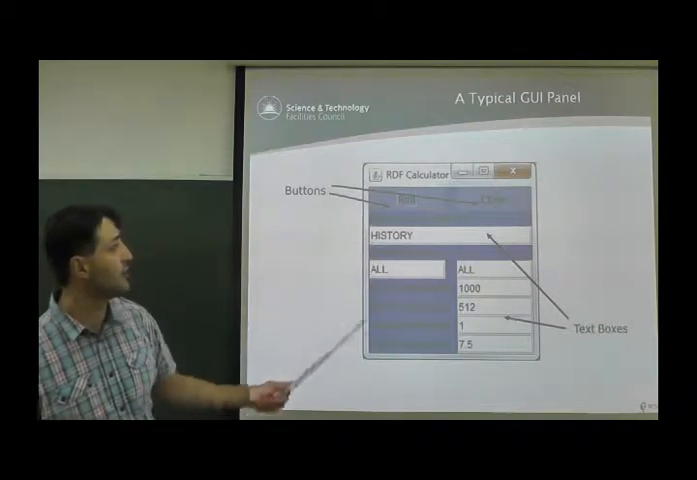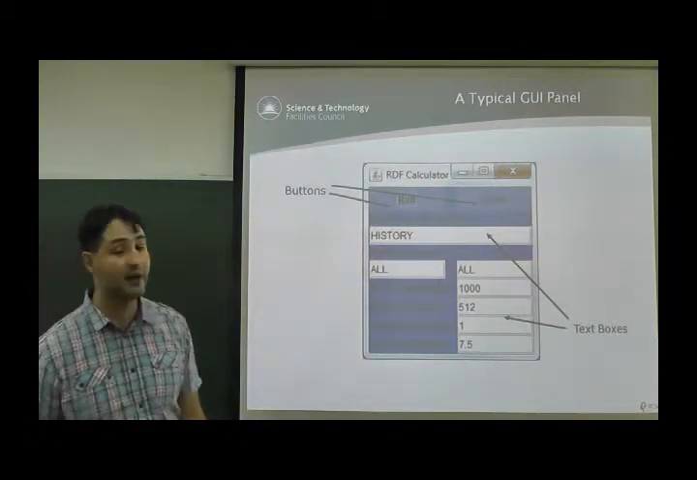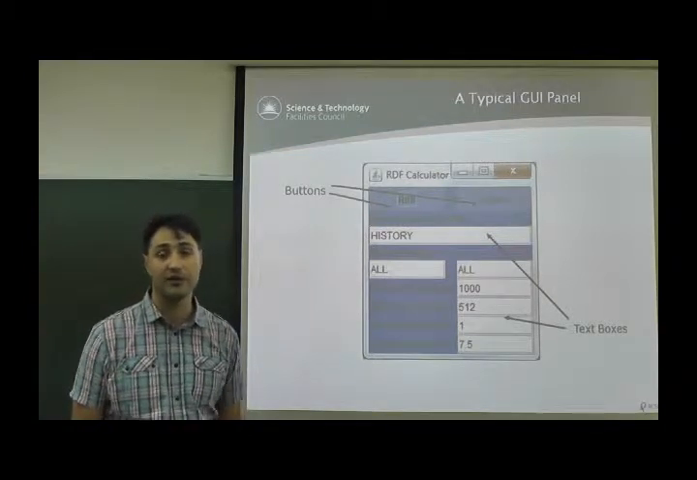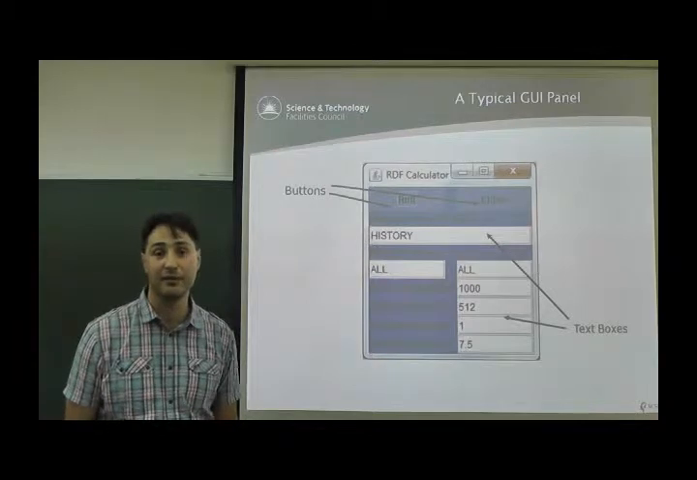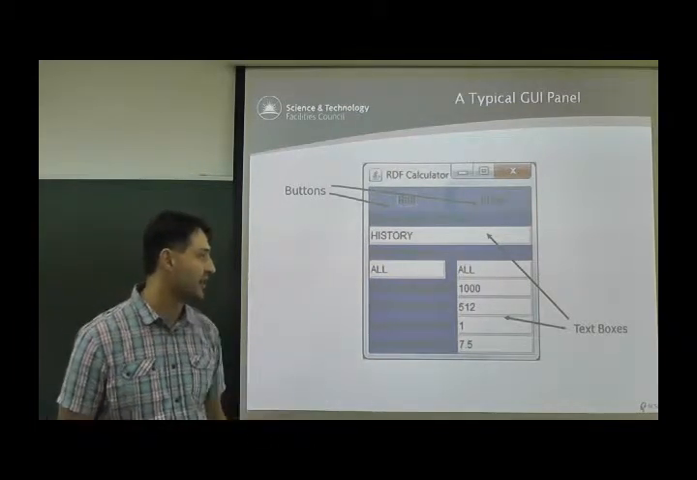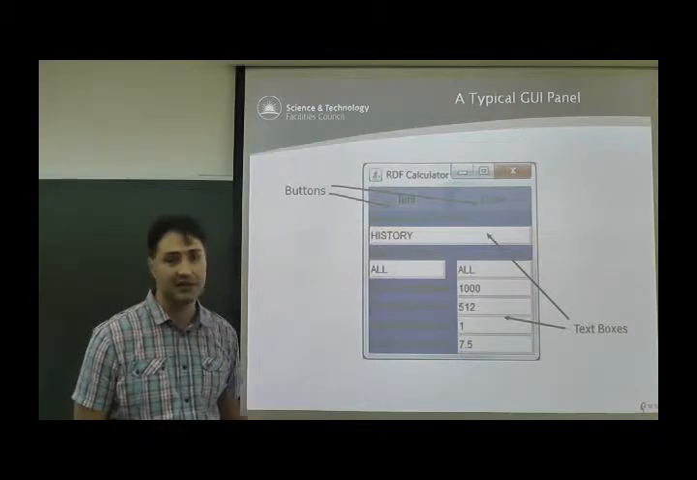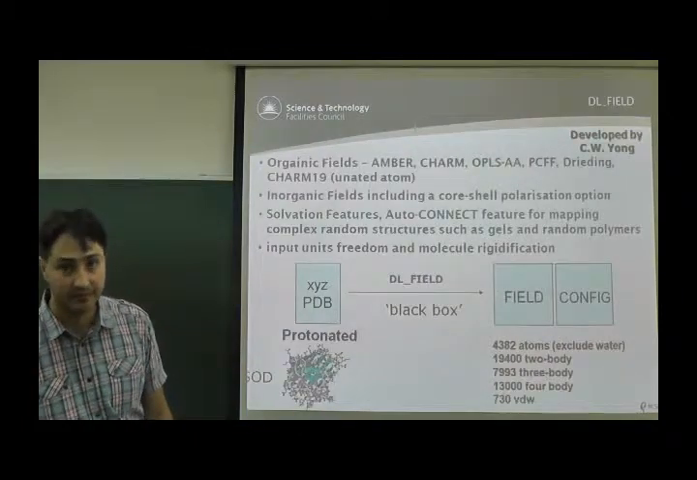And this is what a usual menu looks like. This one is for the radial distribution function calculator. If you have a trajectory, it will calculate the distribution function for you. You can specify between what atoms. You can specify various numbers here in order to do the averaging for the distribution function.